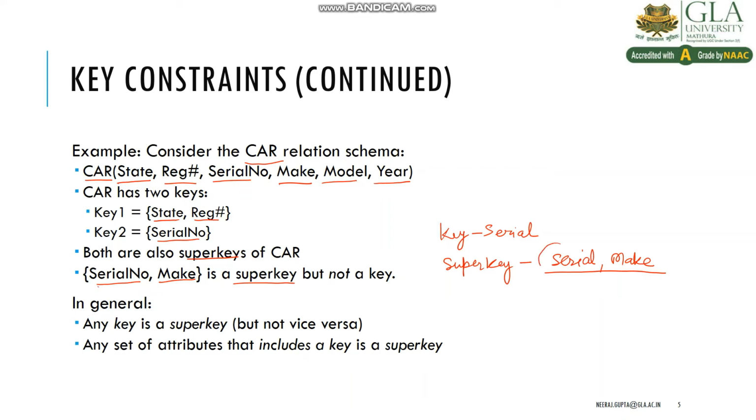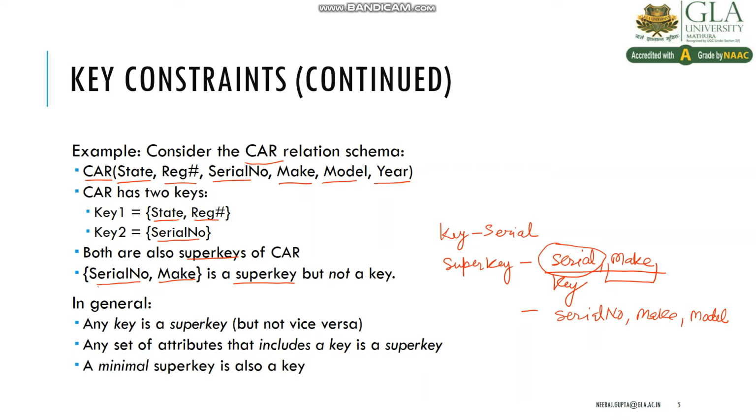So serial number is a key, and if we add make as an attribute, this is a super key. Another super key is serial number, make, model; this is also a super key. So a key is actually the minimal super key.